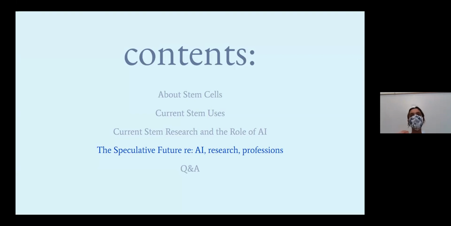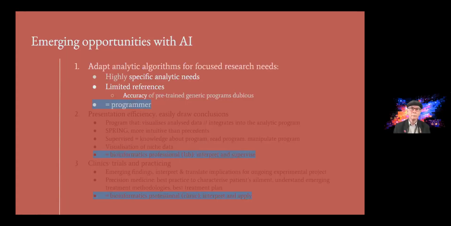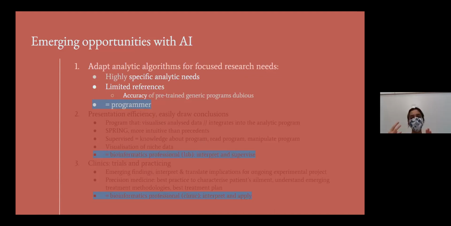So going off of all this, what are the opportunities in the future? What jobs or emerging occupations does this bring with the development of the field? Well, I think there's three important bases where opportunities are emerging. The first would be for programmers. So as we saw, there is a need for highly adaptable analytic algorithms, especially for highly focused research needs. So this would be for research that is either highly specialized, maybe it's an emerging field and there's very limited reference data, and maybe available programs just aren't precise enough, aren't accurate enough for the future, for really getting conclusive results. So this would be where you would have a need for programmers.